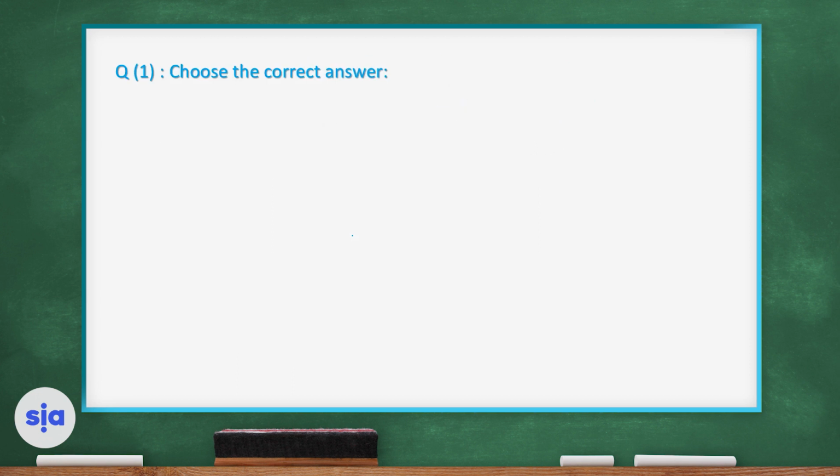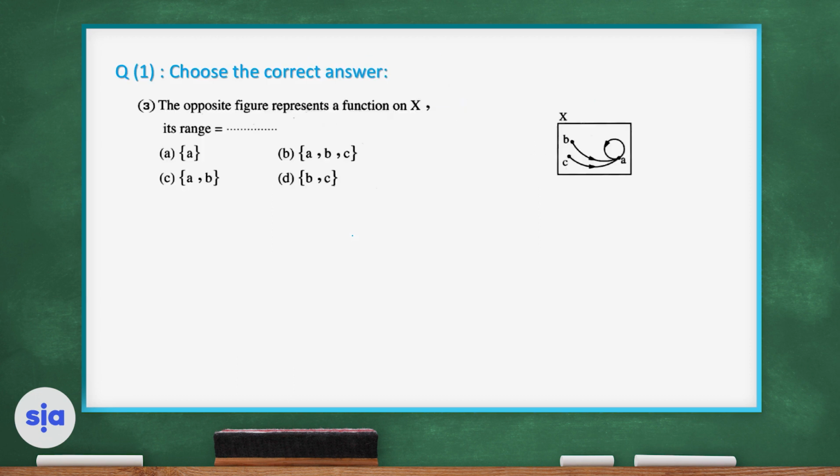Question 3. The opposite figure represents a function on x. How can we find the range? First of all, to help yourself, you just need to find the ordered pairs. So if you can get it from here, you will see that A is rotating around itself. So we have an ordered pair with A, A.